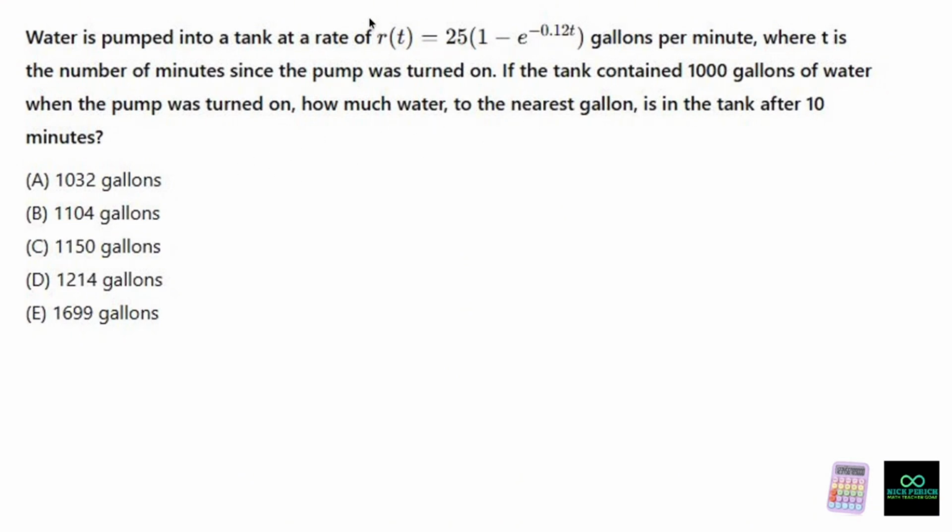So this is what we're going to do. We're given the rate. The rate isn't going to give us the amount of water after 10 minutes, but the integral of the rate is going to give us the amount of water after 10 minutes. So we're going to run to our calculator and find out what that's going to be, and we're literally going to let our calculator do all the work.